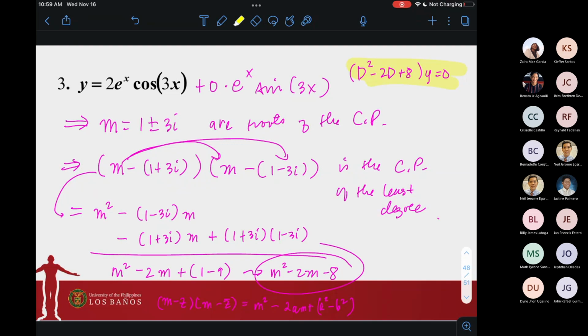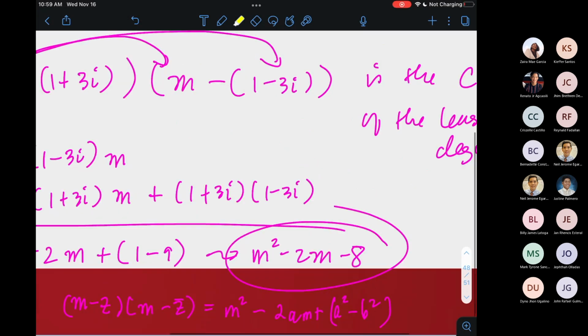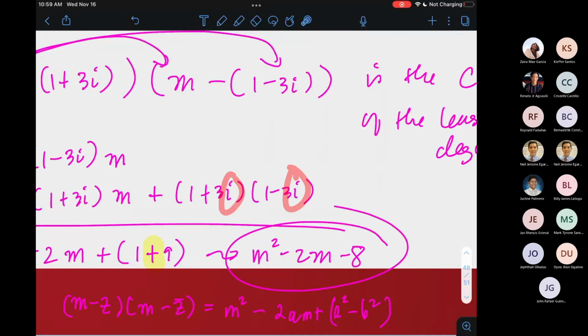Plus 10. Bakit magiging plus 10? Oh, yeah. Thank you. Thank you, John Wences and Justin. Yeah, mali yung formula ko. Dapat pala ito ay plus. Oops. Kasi nakalimutan kong isama yung I squared. So magkakaroon nga pala tayo ng 3i times negative 3i.